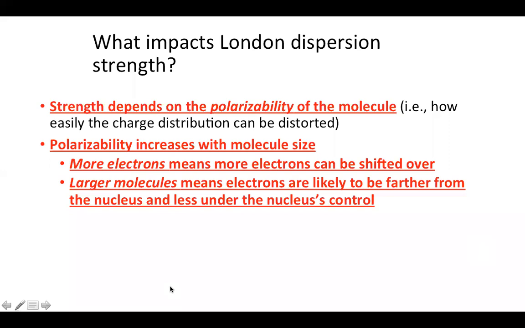The second reason for polarizability increasing with molecule size is that larger molecules, as in molecules with larger atomic radii, have electrons that are further from the nucleus, and there's a smaller attraction between the nucleus and those electrons out there. So they're likely more free to move around and form those poles.